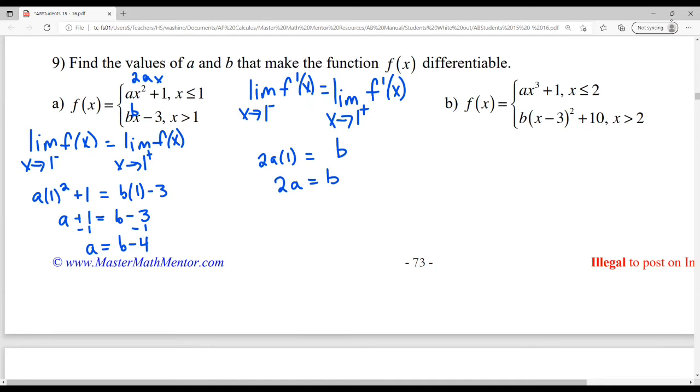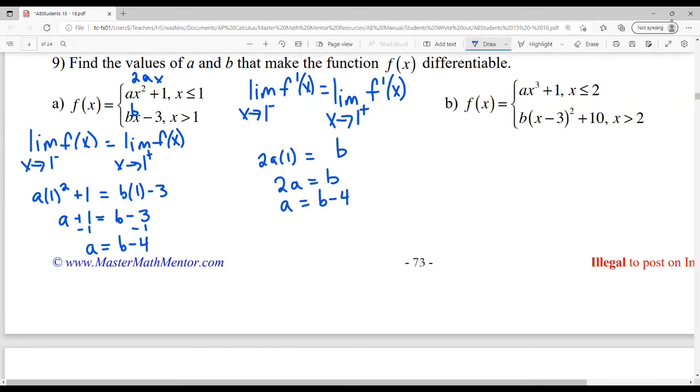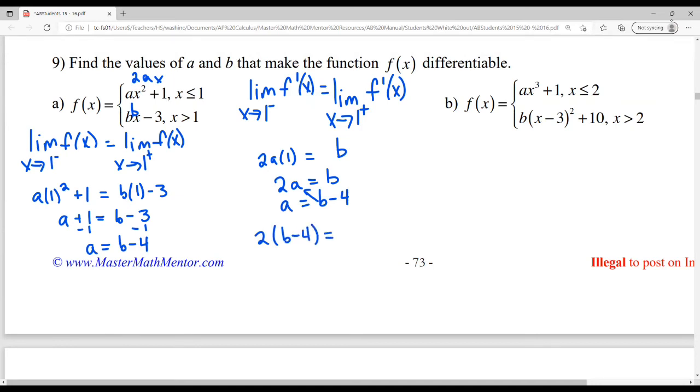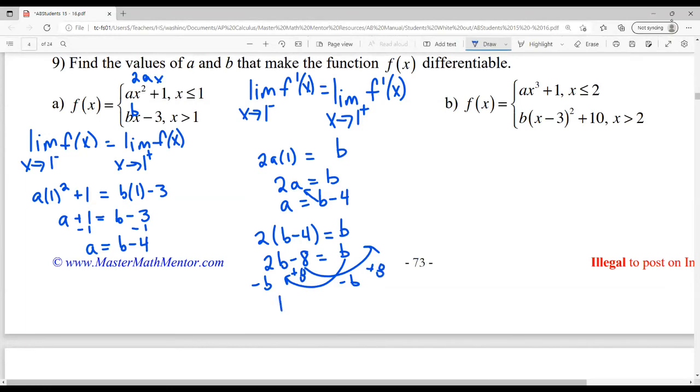And now we can plug that back in over here to solve this system of equations. So we get 2a equals b, we get a equals b minus 4. So we can plug b minus 4 in right there. So we get 2 times b minus 4, using the substitution method, is equal to b. So we get 2b minus 8 is equal to b. I would move this 8 over here, move that b over here. So we're going to subtract b from both sides, add 8 to both sides. So we get b equals positive 8.